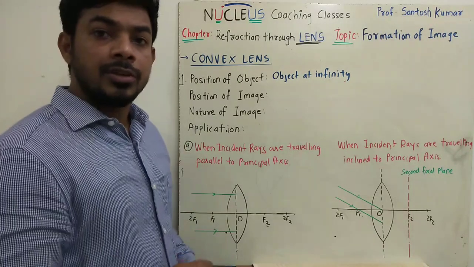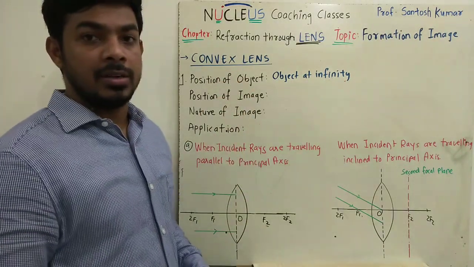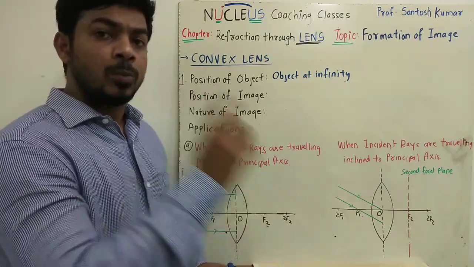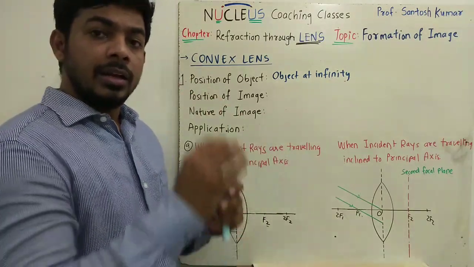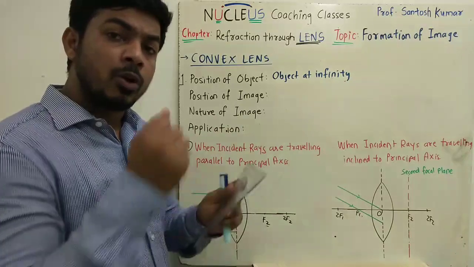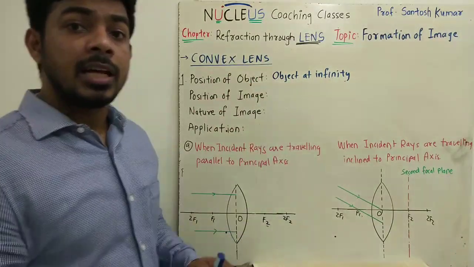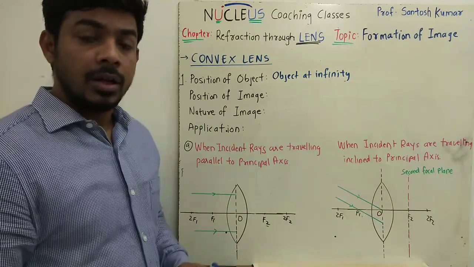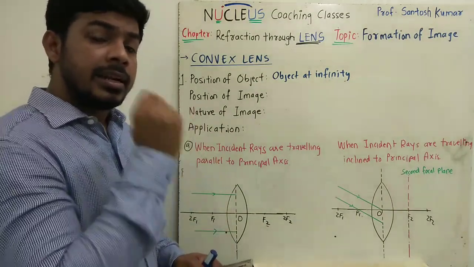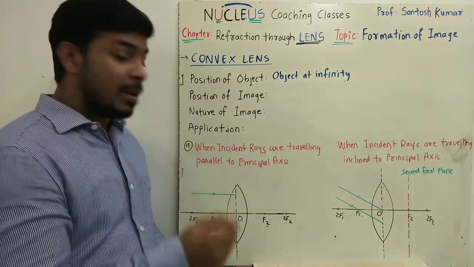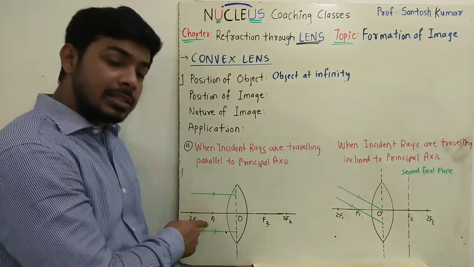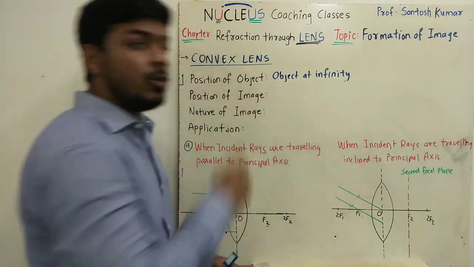Now let's start with the first case, when the object is kept at infinity. Remember, whenever an object is kept at infinity, the rays coming from the object will always be parallel to each other. So from infinity, the incident rays are always parallel to each other. Now, since the incident rays are parallel to each other, they can be parallel to the principal axis or they can be inclined to the principal axis.